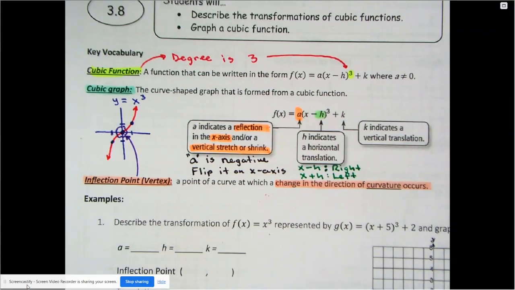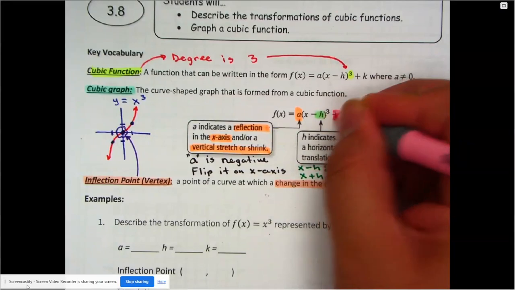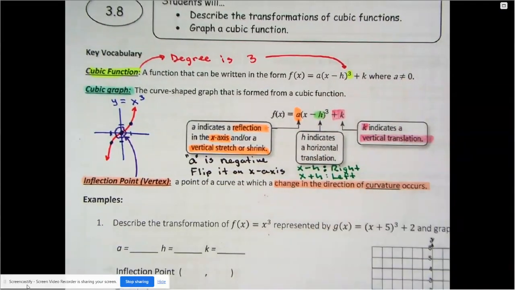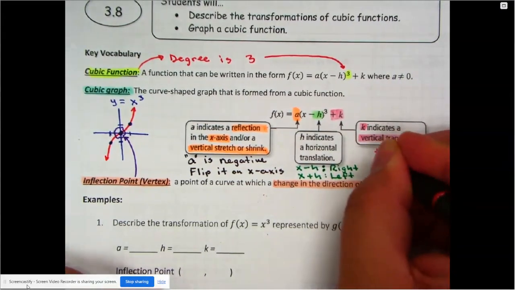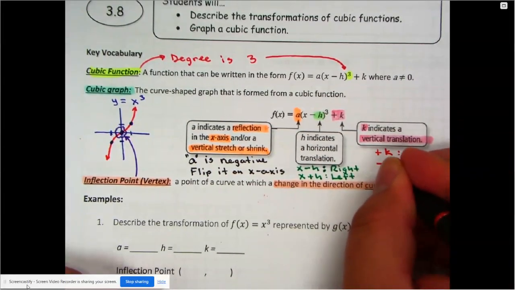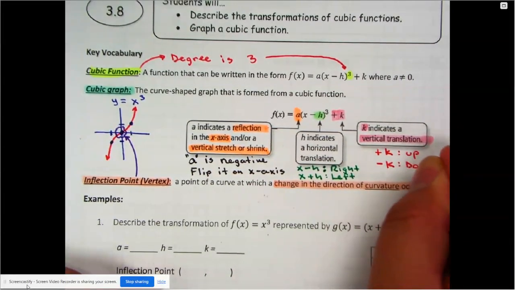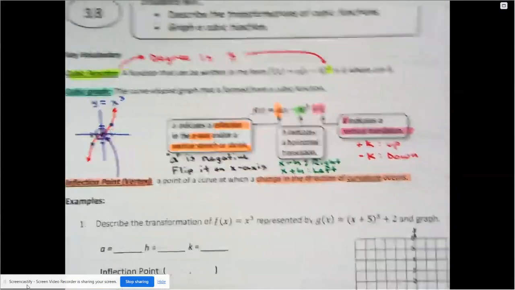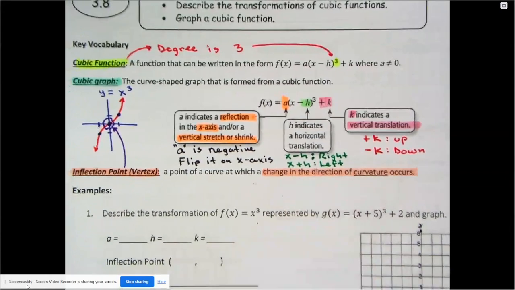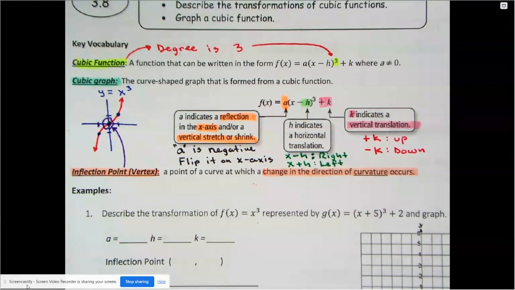And then finally, we have this k. And the k, when it's out here, the k indicates a vertical translation. Well, we talked about that too, where we said if it says plus k, I'm going up. If it says minus k, well, then we're heading down. It's not the first time we do this. We've done this with absolute values. We've done this with quadratics. Well, now we're going to do the exact same thing, but with cubic functions. Best way to show you this is, of course, with some practice. So here it is.